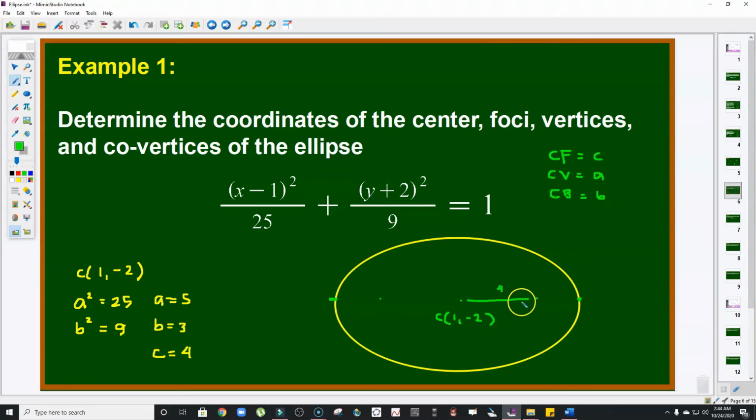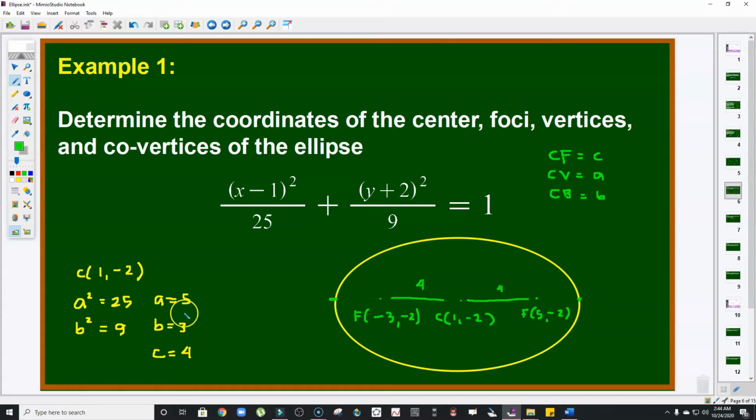Right? So, if that's 4 units, meaning to say, I'll add 4 to the x of the center. So, that's 1. So, 1 plus 4. Therefore, the coordinates of this focus is (5, -2). So, the sign of y does not change. Okay. Similarly, my focus here is also 4 units to the left. See that? So, 1 minus 4, that's -3. Again, the y coordinate does not change.